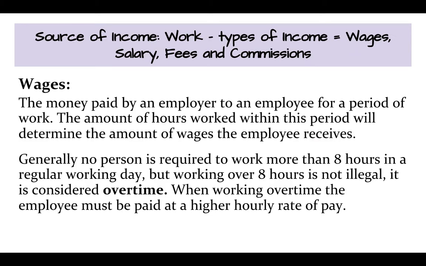Okay, we're going to go through a few different types of income. There are many more in your textbook, but we're just going to stick with these ones for the moment. Okay, the first is wages. This is the money paid by an employer to an employee for a period of work. So if you have a part-time job, you are paid a wage. You're paid on a weekly or hourly basis. So the amount of hours worked within this period will determine the amount of wages the employee receives.